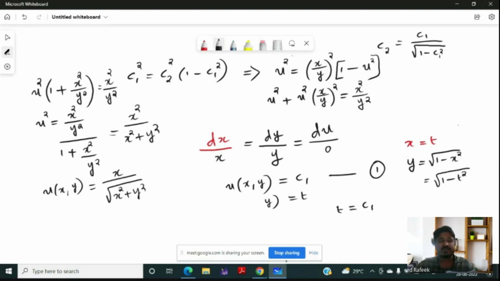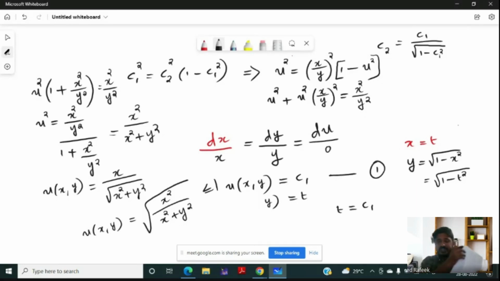And moreover, u of x comma y is the square root of x square divided by x square plus y square. The denominator is always greater than or equal to x square, so of course it's always less than or equal to 1. So u of x y is bounded also. So option 3 is also correct. This is a question from part C. So 2 and 3 are correct. Right?